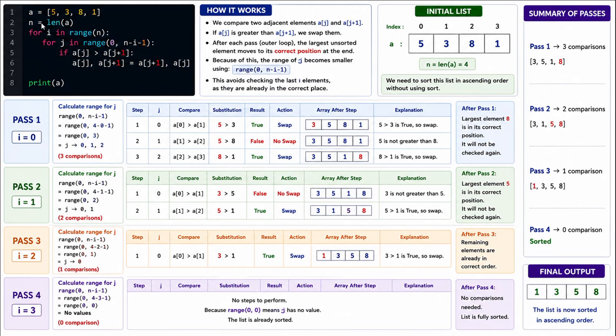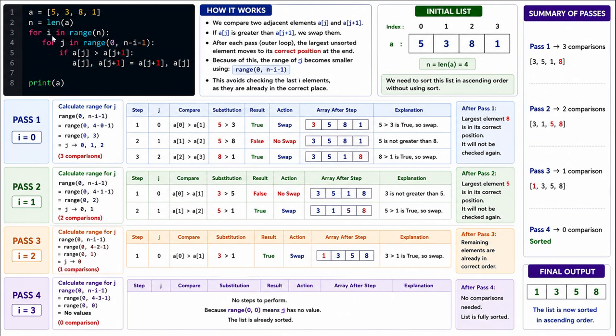Now here we have a list a equal to 5, 3, 8, 1. Here n equal to length of a. What is the length of a here? Yes, 1, 2, 3, 4. Here 4 is the length of a.